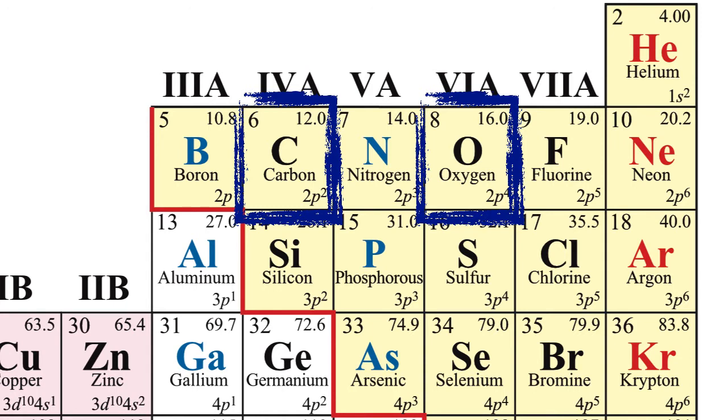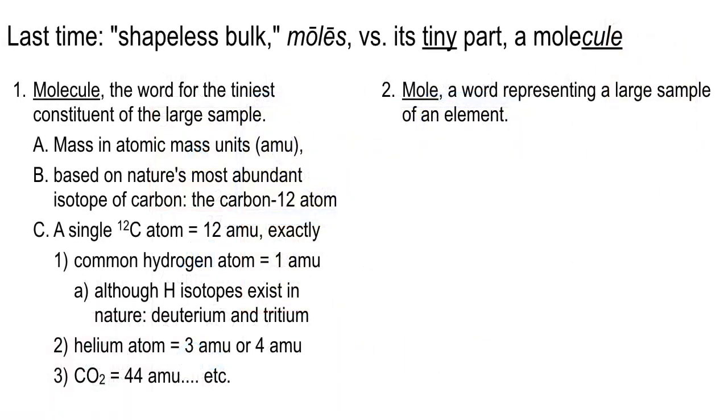And sometimes it's hard to know the exact formula of a molecule. But yeah, CO2 is fairly easy to figure out. And we've known that for over 100 years. Now, let's get to the shapeless bulk, the molybus.